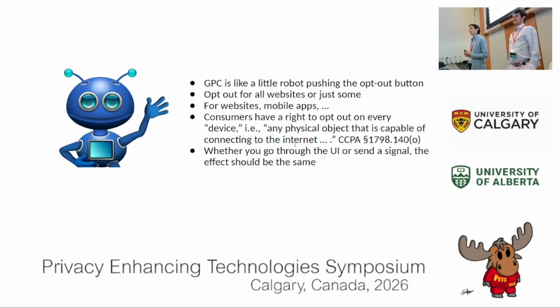Many people don't know that, but everything that uses the web as the underlying communications platform is subject to GPC. And that is also reflected in the laws. For example, the California Consumer Privacy Act says that you have a right to opt out on a device, which is a physical object. So that's a mobile device. Whether you go through UI or send a signal, the effect should be the same.